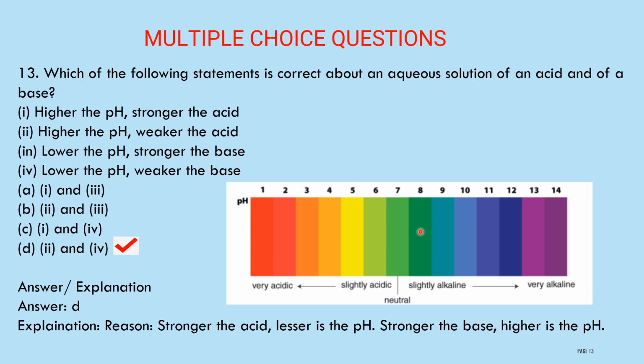Here, if you have pH 8, it indicates a weak base. If you have pH 14, it indicates a strong base. Therefore, lower the pH, weaker the base. The reason for this answer is: stronger the acid, lesser the pH; stronger the base, higher the pH. Therefore, the correct answer for this question is option D.